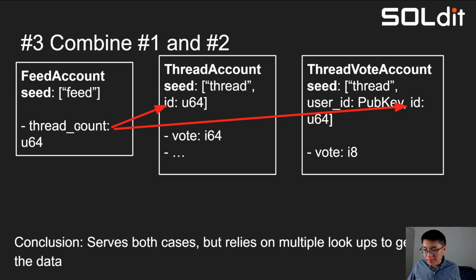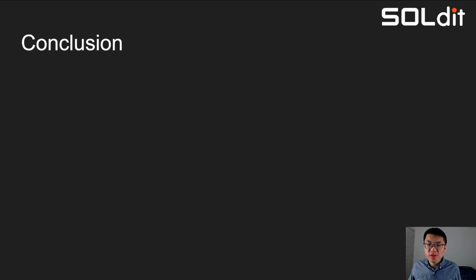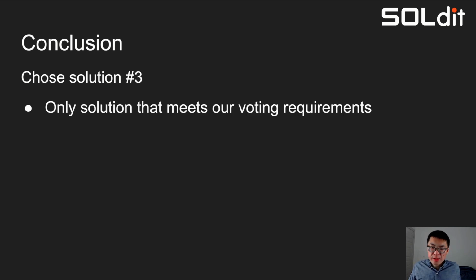Like I already mentioned earlier, in conclusion, it serves both cases. I will say one problem with this is that it relies on multiple lookups, but that's something that needs to happen regardless. Probably not good for the blockchain in general, but if we were to build something like this, it's what we have to do. So in conclusion, we're going to go with solution number 3 to be able to both have a counter of votes on a thread and to see if you have voted for that specific thread. The reason for that is because it's really the only solution that meets our requirements.